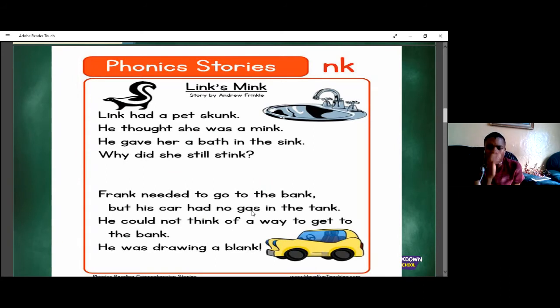When they say gas, because this is an American story, it was written by an American. What we normally call petrol or diesel, they call it gas, because gasoline. That's why they call it gas. But we would have said, but his car had no petrol in the tank, or we would have said, but his car had no diesel in the tank. So in South Africa we normally say petrol. They normally say gas.